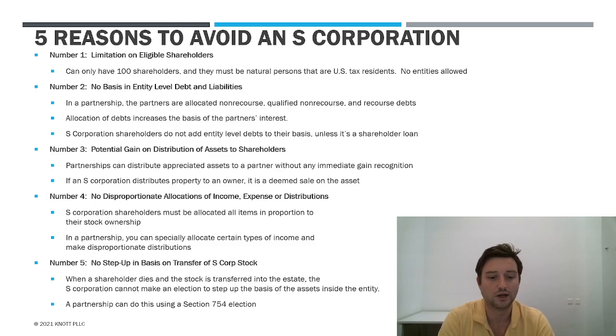There's no system where we can own different class shares that have different allocations depending on whatever circumstances. None of that flies. If there's any disproportionate allocations, it terminates the S election because you've effectively created a new type of class of shares, which is not allowed. In practice, I see this most frequently happen with cash distributions.